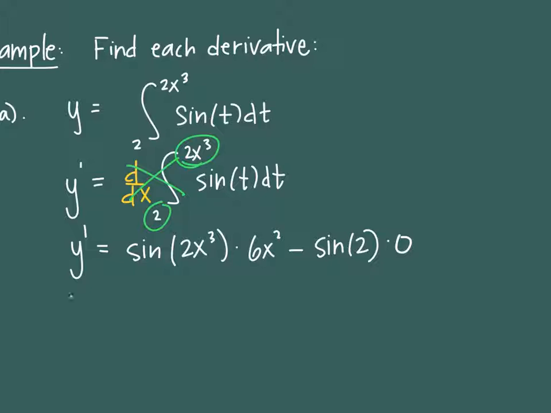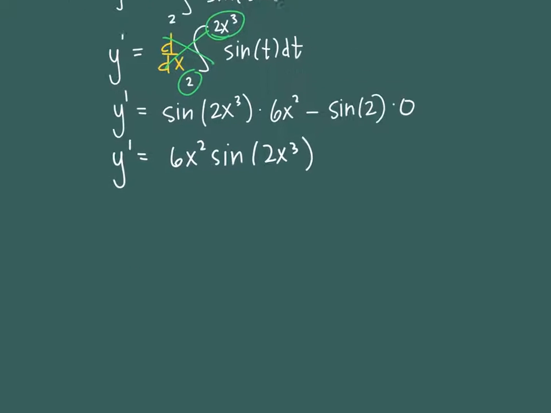0. And so the final answer is 6x squared in front of sine 2x cubed, and then the 0 wipes out the whole second half. So that is the derivative. Okay. The derivative cancels out the integral, but not the bounds. Oh, let's try another one.